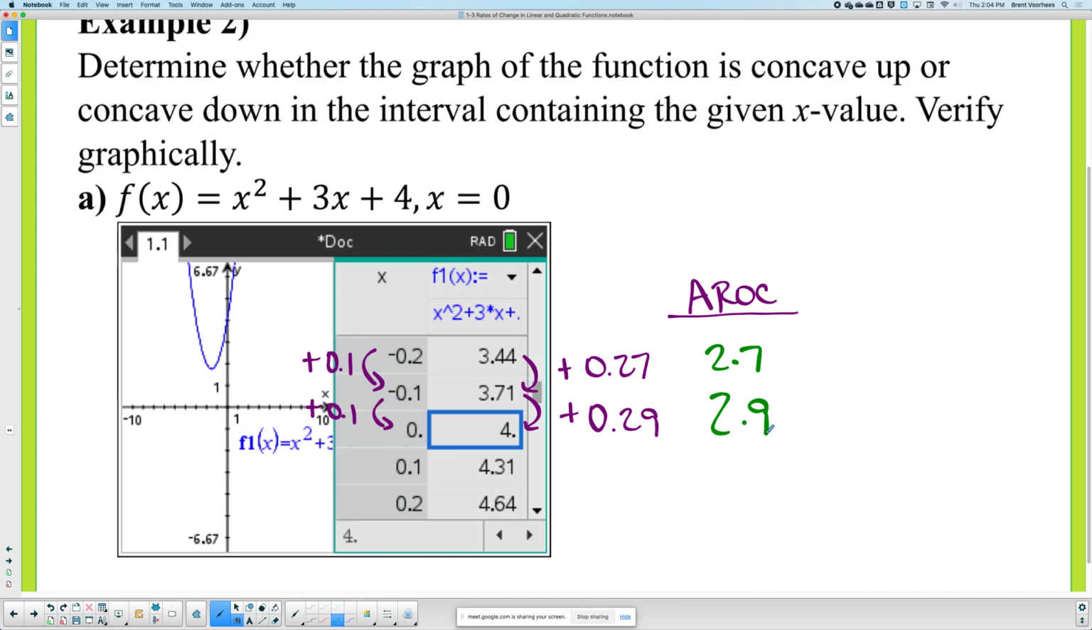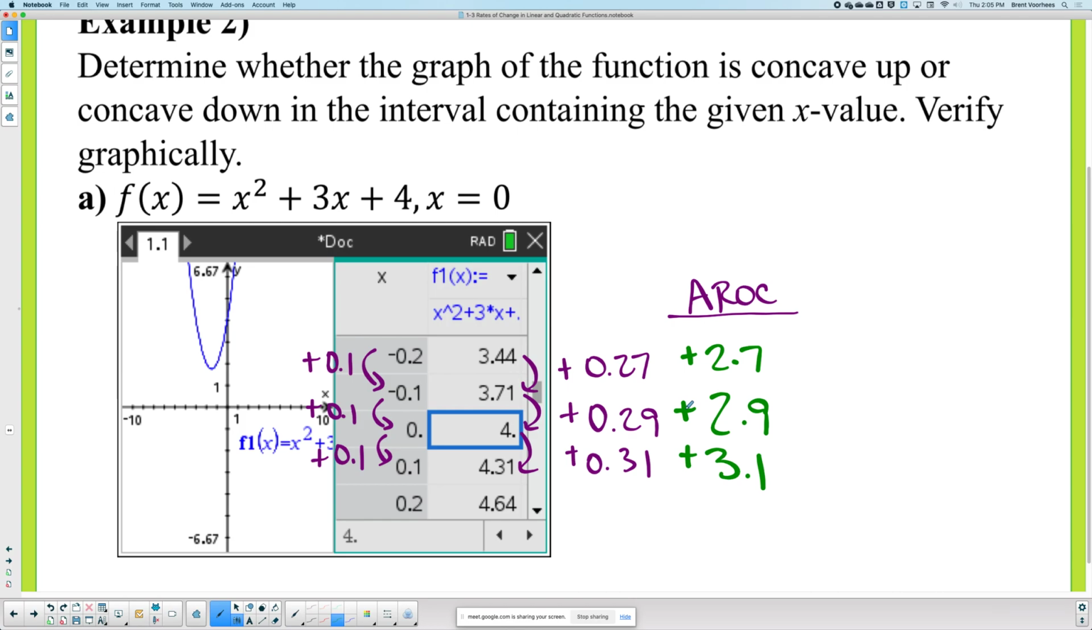Let's do it again. This average rate of change, how much does it increase by? 0.31. This is divided by 0.1. I did 0.1, sorry. There we go. 0.31 divided by 0.1 is 3.1. Should be doing plus, plus, plus. Okay.